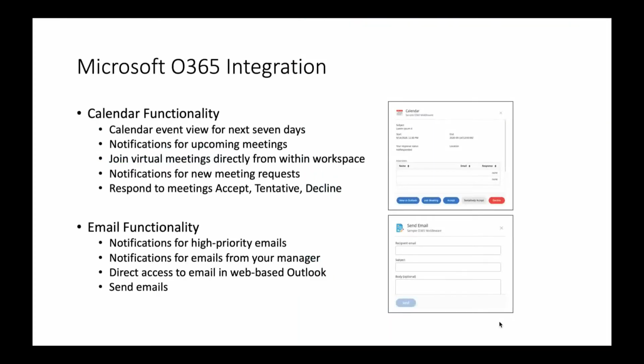So this is what our integration looks like to the end user. They can interact with their Outlook calendar and their email via these screens here. There's various notifications, for example, upcoming meetings or new meeting requests. And you can send emails directly from within the workspace, as well as be notified of high priority emails or emails from your manager.